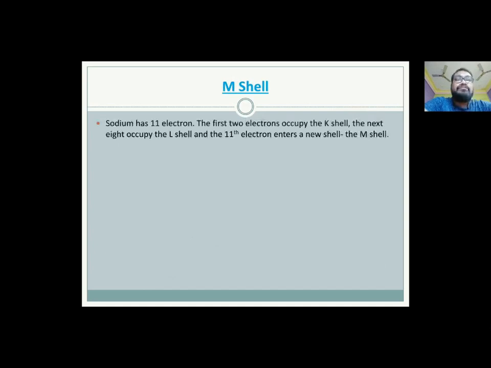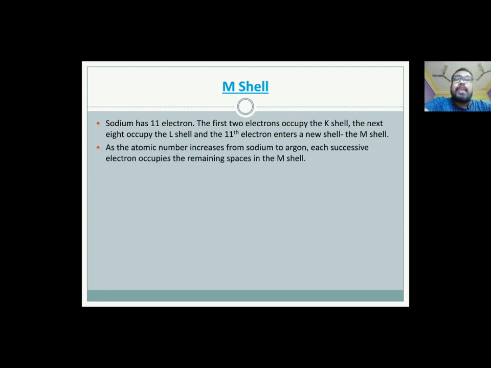So see, sodium has 11 electrons, as the atomic number of sodium is 11. Okay, the first 2 electrons occupy the K shell, and the next 8 electrons occupy the L shell. Now we have 1 electron left, so the 11th electron enters a new shell, which is known as the M shell. Now see, as the atomic number increases from sodium to argon, that is from 11 to 18, each successive electron occupies the remaining spaces in the M shell. Now at argon, the M shell has 8 electrons.